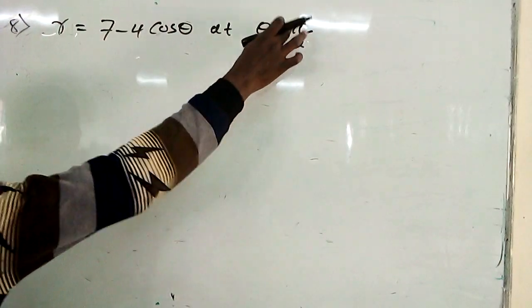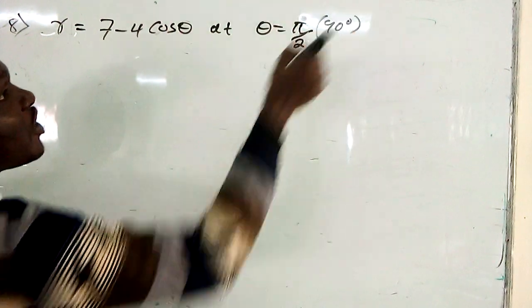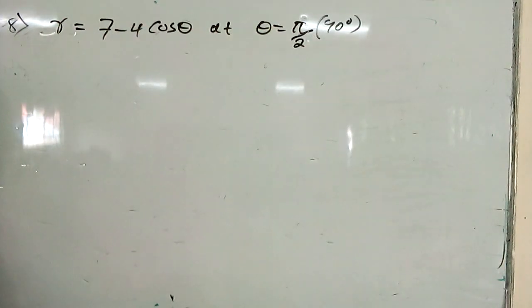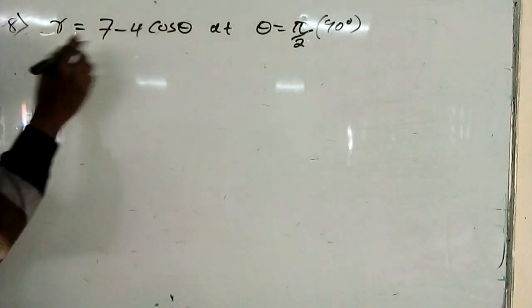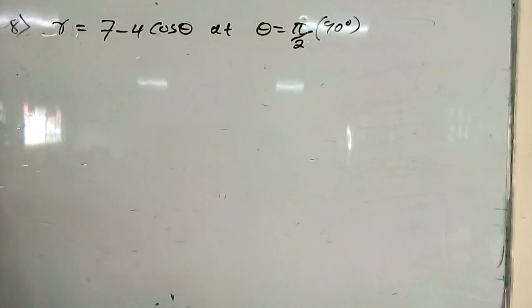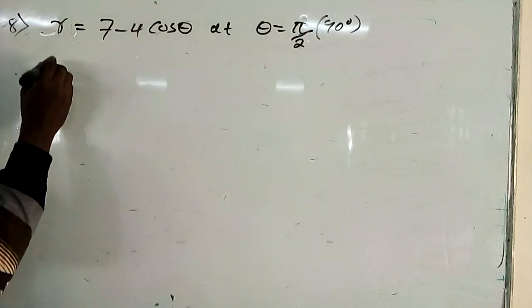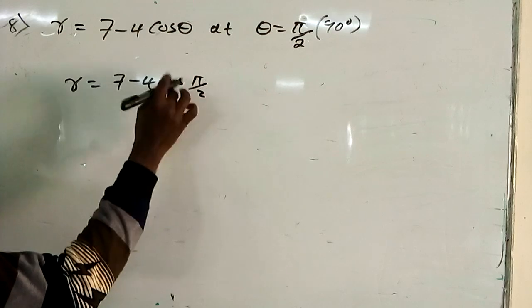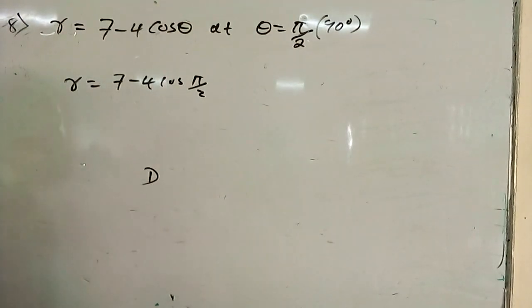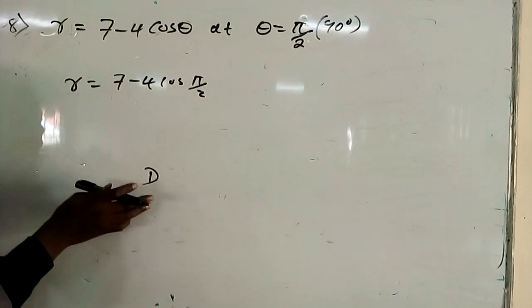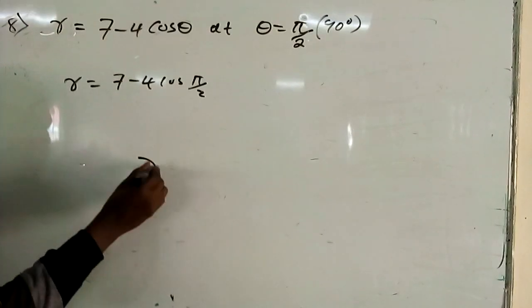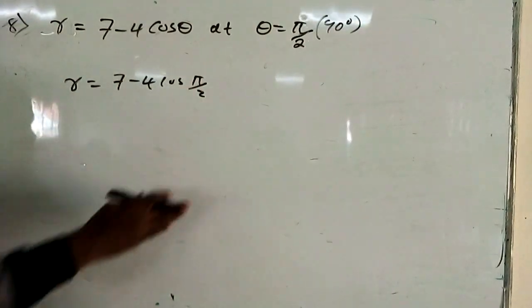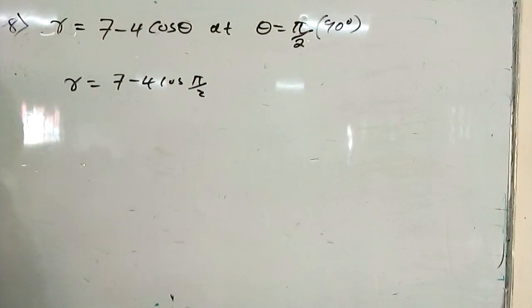When theta is pi over 2, that is the same as 90 degrees if your calculator is set in degrees. What is r when theta is pi over 2 or 90 degrees? r is going to be 7 minus 4 cos pi over 2, or cos 90 degrees when you are in degrees. Don't ever put pi over 2 if you've set the calculator in degrees, you put 90 degrees. If you've set the calculator in radians, you put pi over 2, because the calculator only takes the command you've given it.